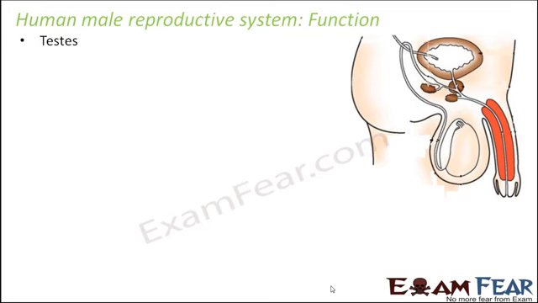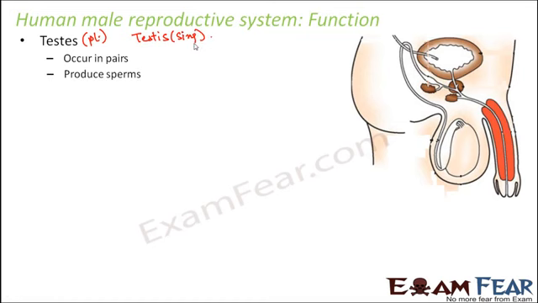So let us first start with testis. Testes occur in pairs. Now, testes is the plural form, and the singular form is testis. They occur in pairs, they produce sperms, and that is why they are the primary sexual organ in case of human males, because they are the ones who produce sperms. They also produce a male hormone called testosterone.